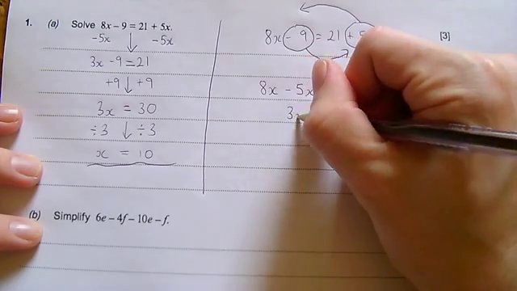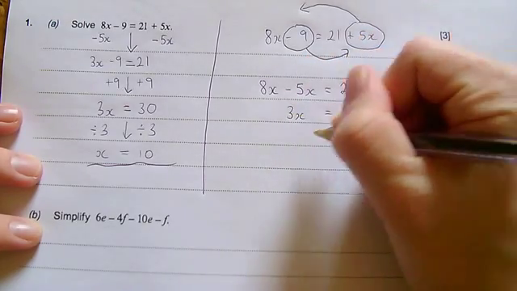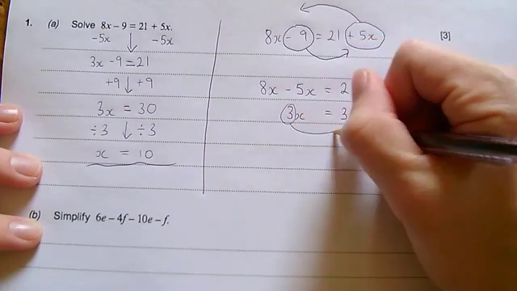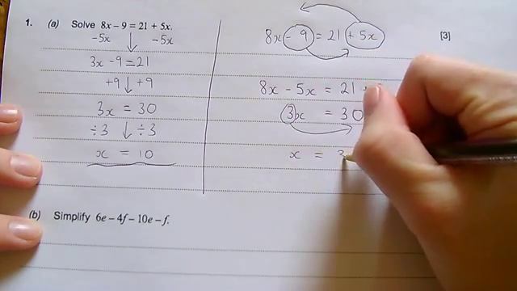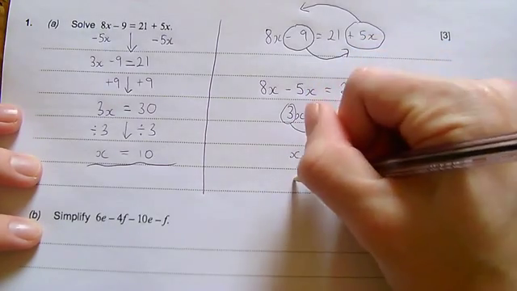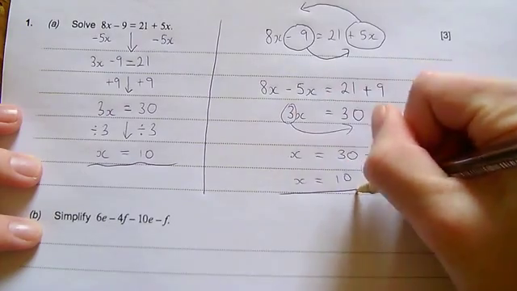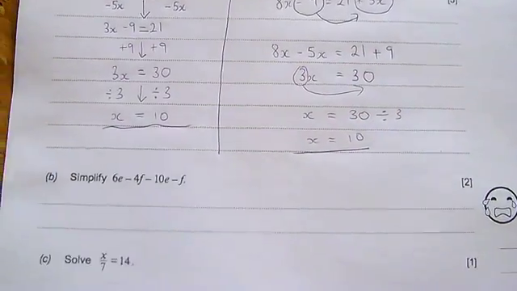We would then simplify this side to get 3x is equal to 30. And then finally, we would take this 3 across, and it would become 30 divided by 3. So x would also equal 10. Okay, so whichever method you prefer.